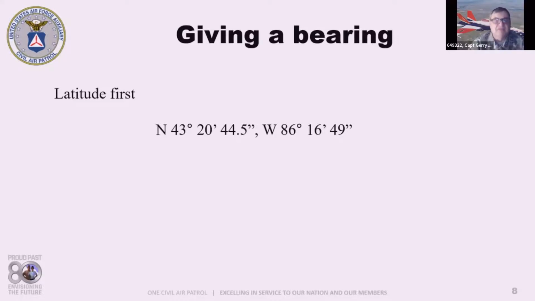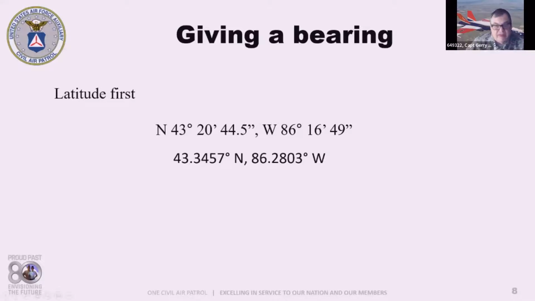Depending on the nature of the situation, you may have to express it as a decimal, in which case it would be 43.3457 degrees north, 86.2803 degrees west.